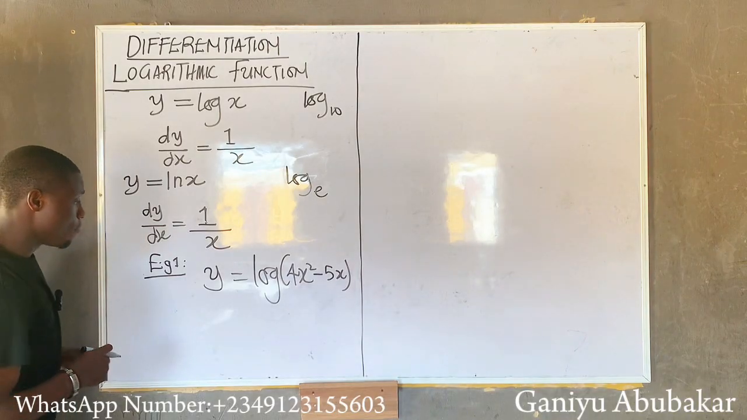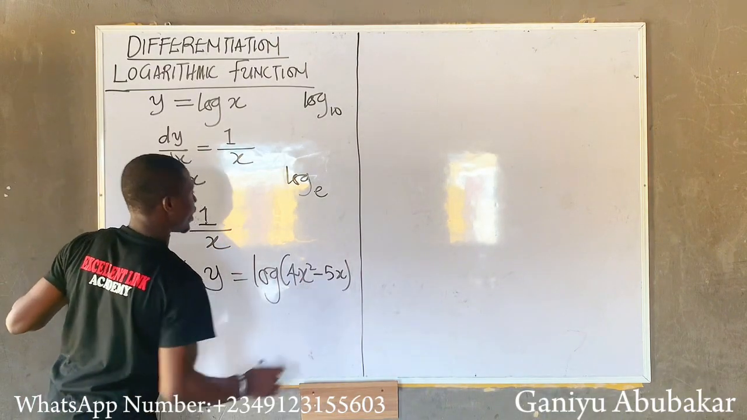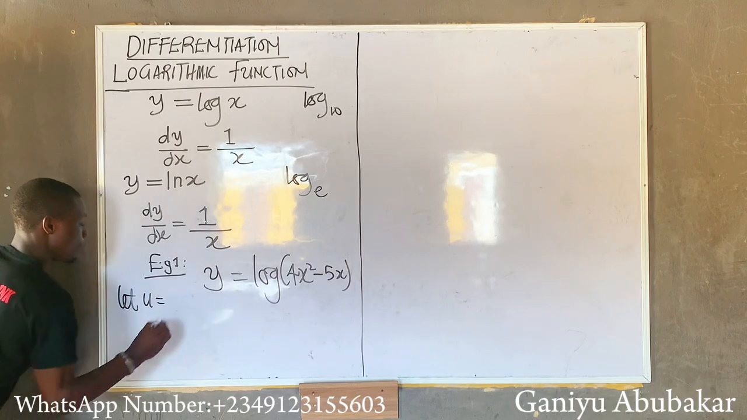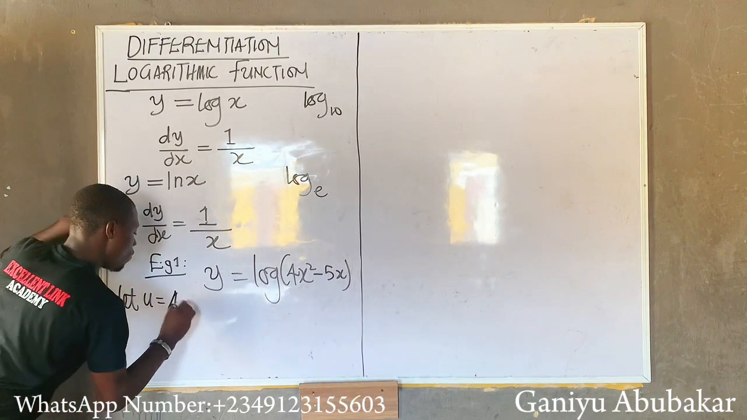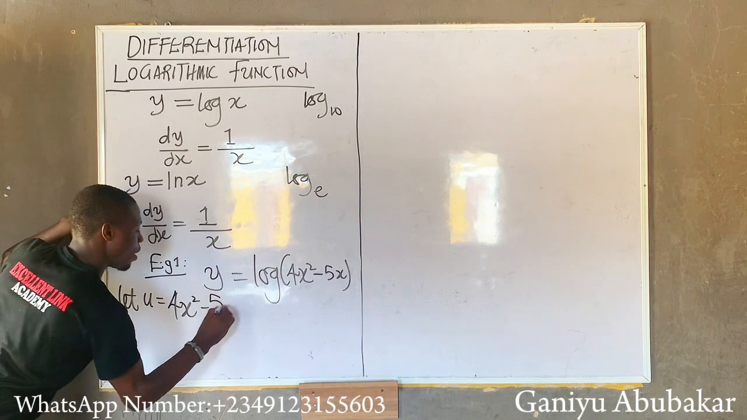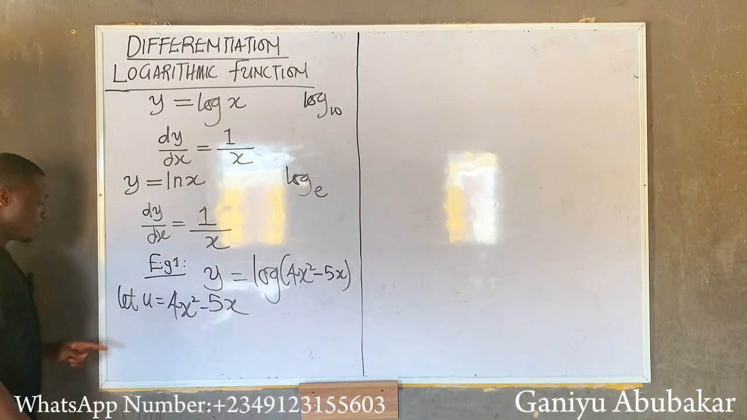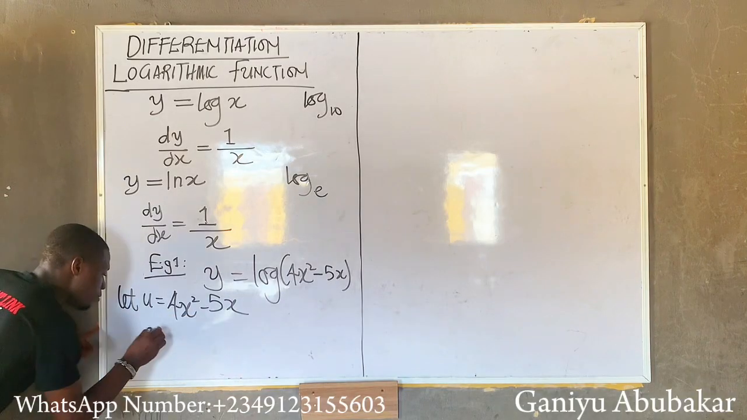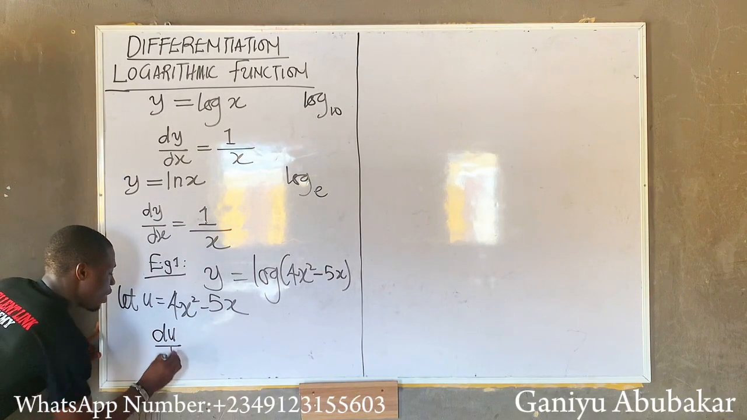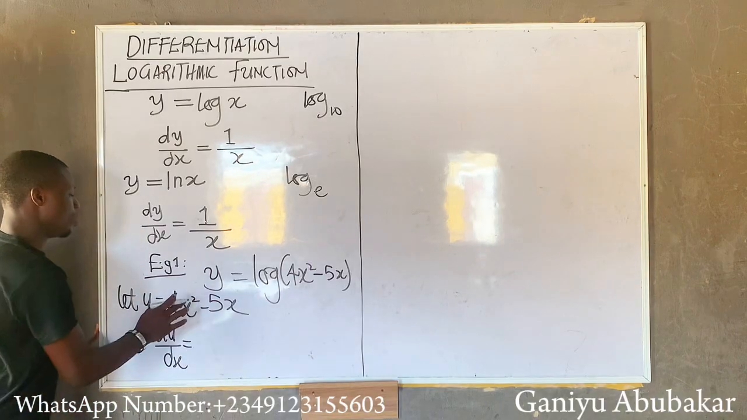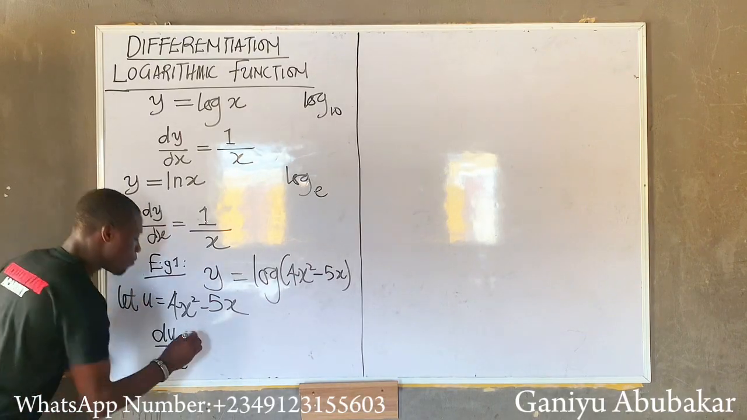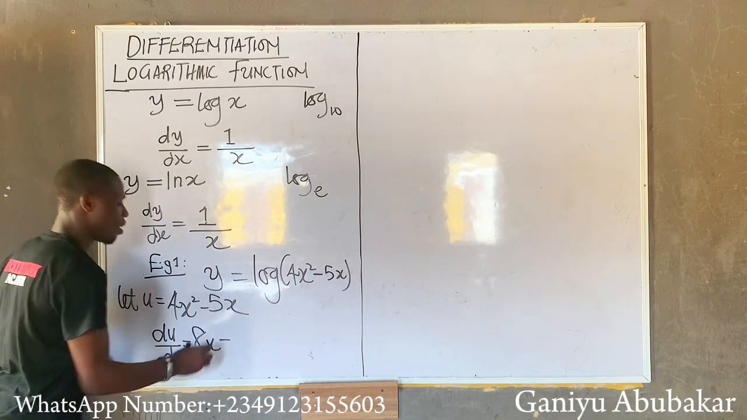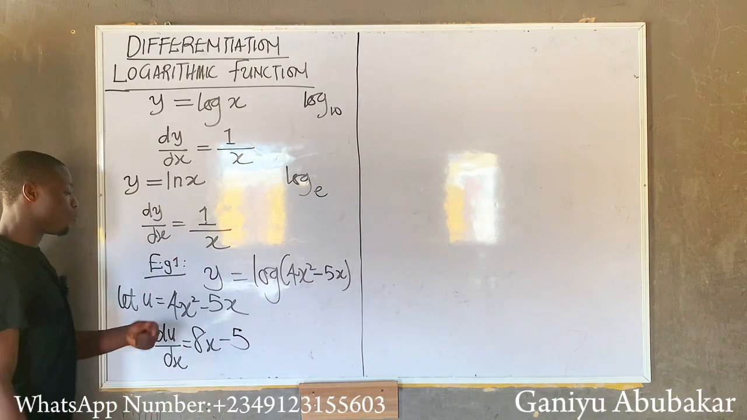It's easy. First task, call the term in brackets u. So let u be equal to 4x squared minus 5x. Differentiate u with respect to x. So du over dx is equal to, differentiating 4x squared, I'll have 8x, minus, differentiating 5x, I'll have 5. I'm done with it.